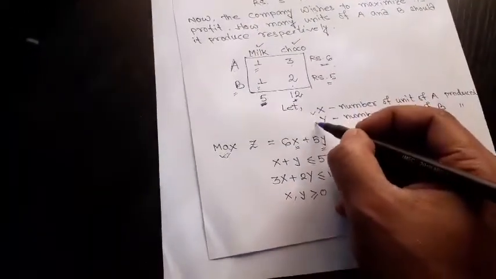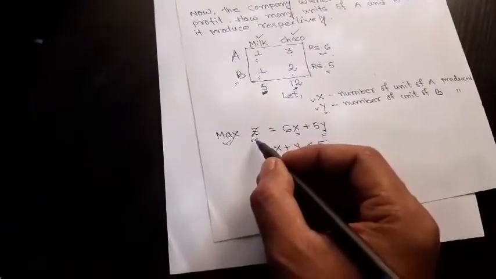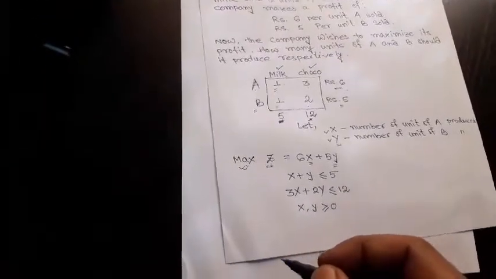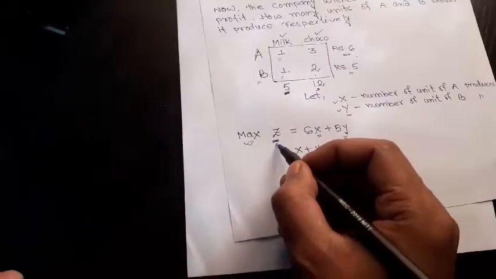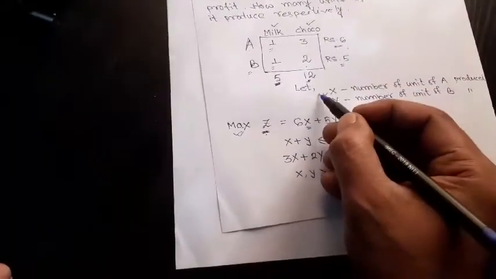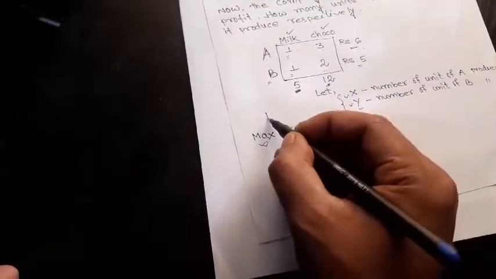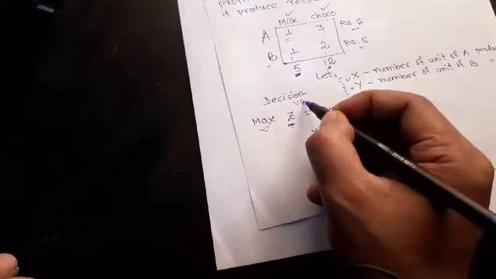Here we see that X and Y are the variable quantities, and max Z is the objective of the chocolate manufacturing company. So maximize Z is the major objective. This Z is a function of X and Y only. Here X and Y will be termed as decision variables.